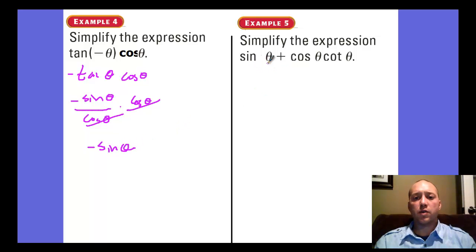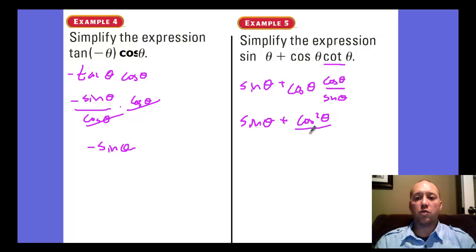Last problem here, we have sine, cosine, and cotangent. I need to figure out how to manipulate this, where I see cotangent can be changed using sine and cosine. So sine theta plus, there's nothing to factor out, but cotangent I can write as, cotangent is cosine theta over sine theta. So this is sine theta plus cosine squared theta over sine.